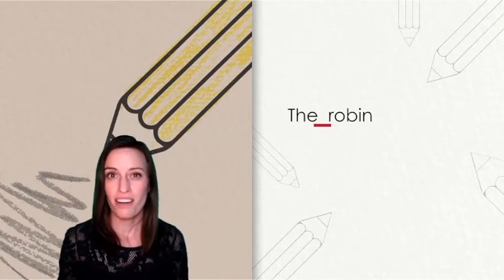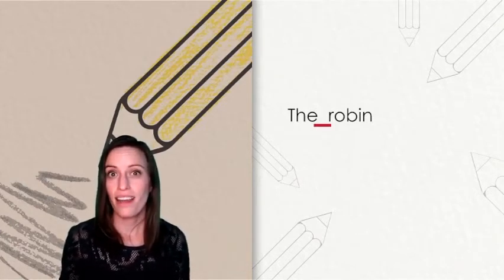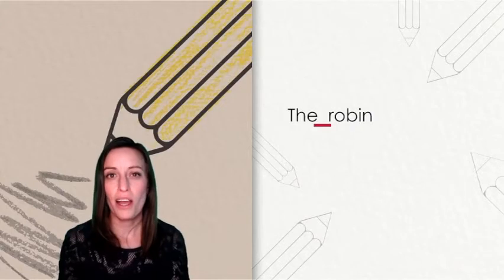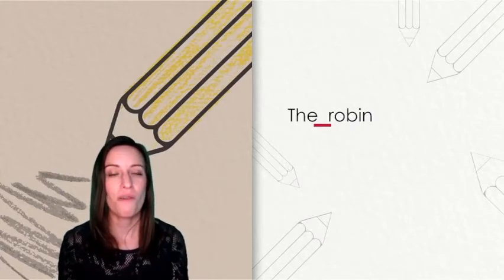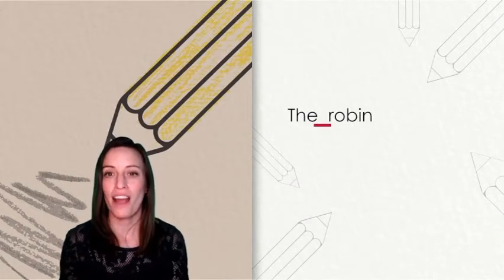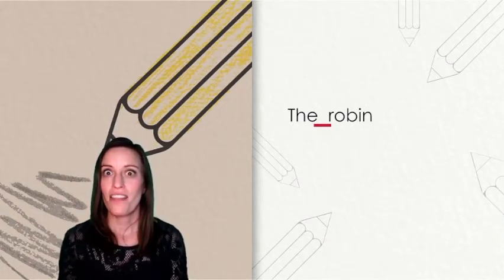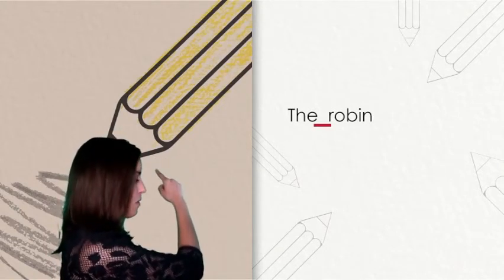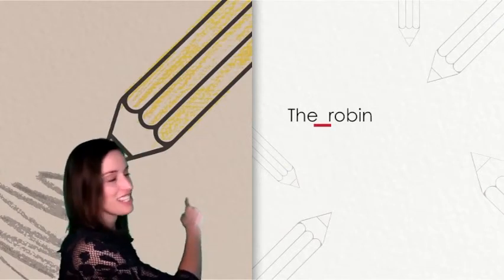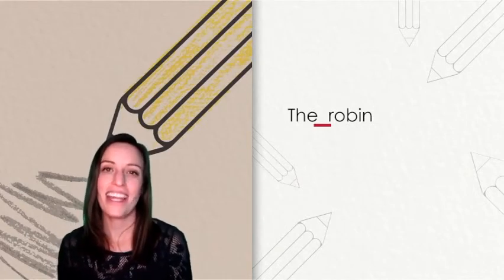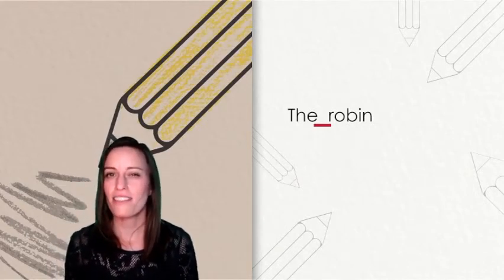Go ahead and put your finger down on your paper to leave a space, and then start the word robin. With that letter R at the middle line, pull down, up, and over. And an O, pull back and around, all the way around. The letter B is a tall letter. Start at the top line, pull down, up, and around. And then write an I and an N. Both of those letters start at the middle line.